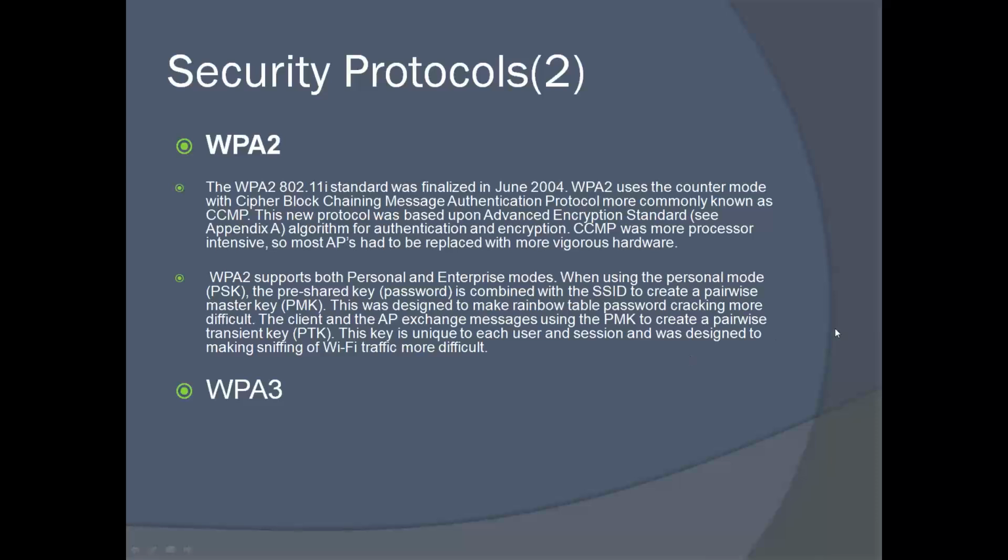We're just going through some of the basics here. This salting makes it more difficult to crack the passwords on these systems. This is why you should have a unique name for your AP. Otherwise, you're making it easier on attackers. The client and the AP exchange messages using the PMK to create a pairwise transient key. This key is unique to each user and session and was designed to make sniffing of Wi-Fi traffic more difficult. And then in recent years, we have WPA3, which is still being implemented.